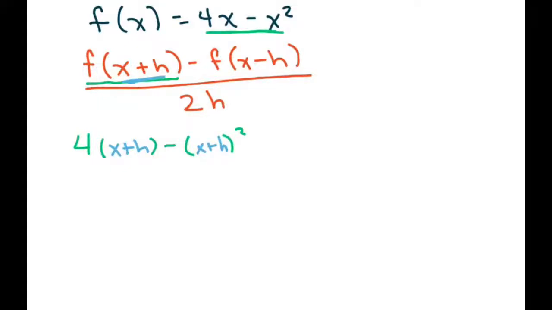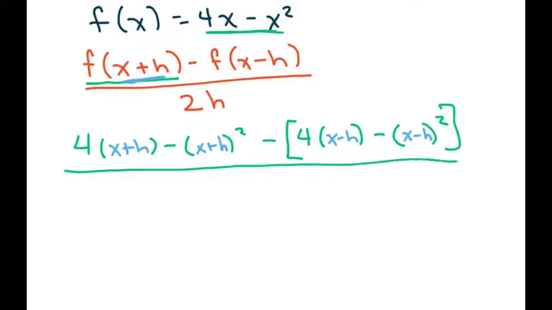All right, now let's do the second part, minus, and I'm going to do parentheses here and copy down my function again. But instead of x's, I put parentheses, and I'm going to dump in x minus h. All right, and close this up. And we're dividing everything by 2h.